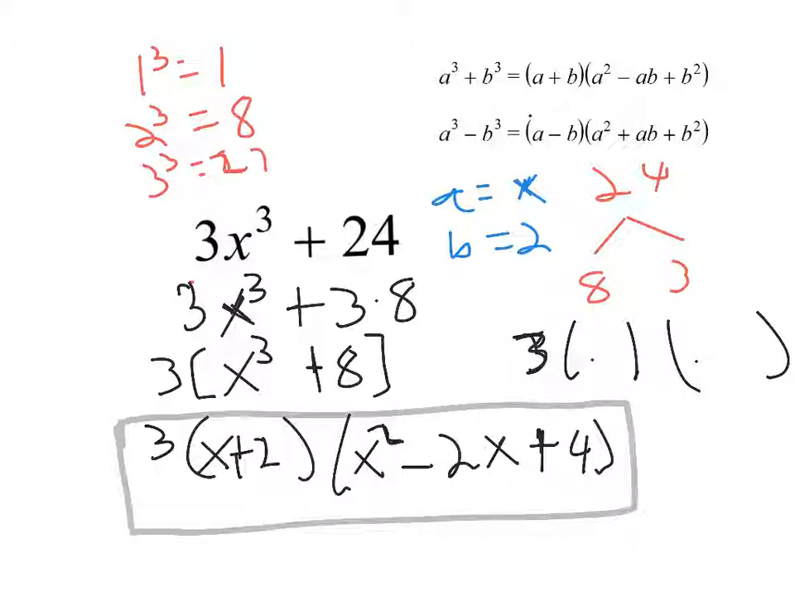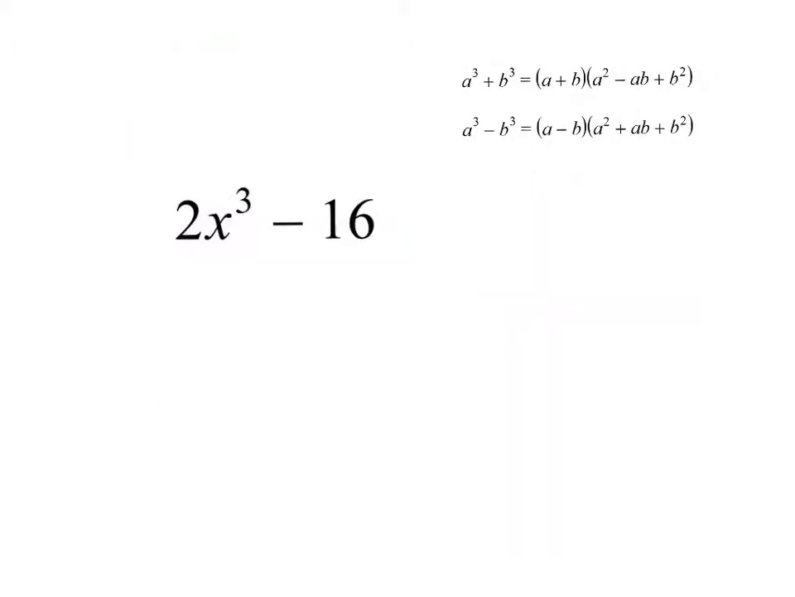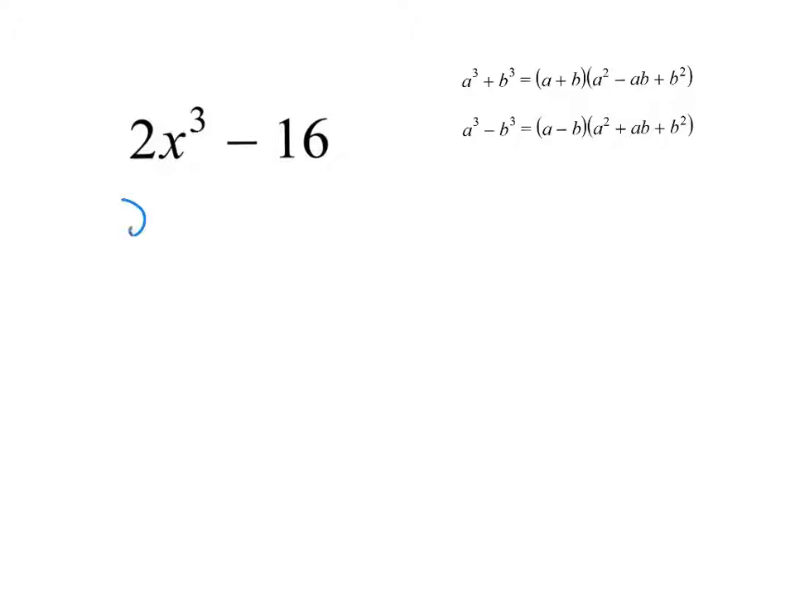Okay, here is another example. Without wasting too much time, this looks like the previous one, except that we're going to pull out a 2 here. It's going to come out, and then 2 times 8 will be here. So we can rewrite it like this: 2x cubed minus 2 times 8.